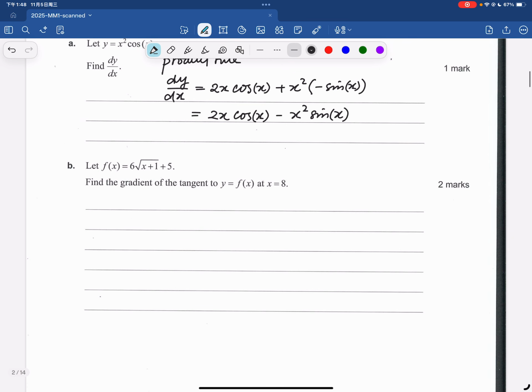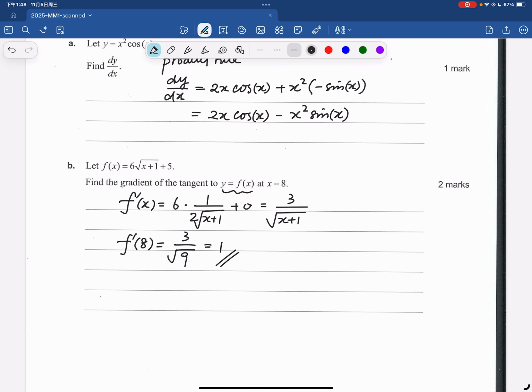Next one, find the gradient of the tangent to y equals f of x at x equals 8. So we'd like to get f dash of x equals 6 times 1 over 2 square root of x plus 1 plus 0. That will be 3 divided by square root x plus 1. Then substitute 8, you get 3 over square root of 8 plus 1, that's 9. So 3 divided by 3 is 1. That's the final answer.